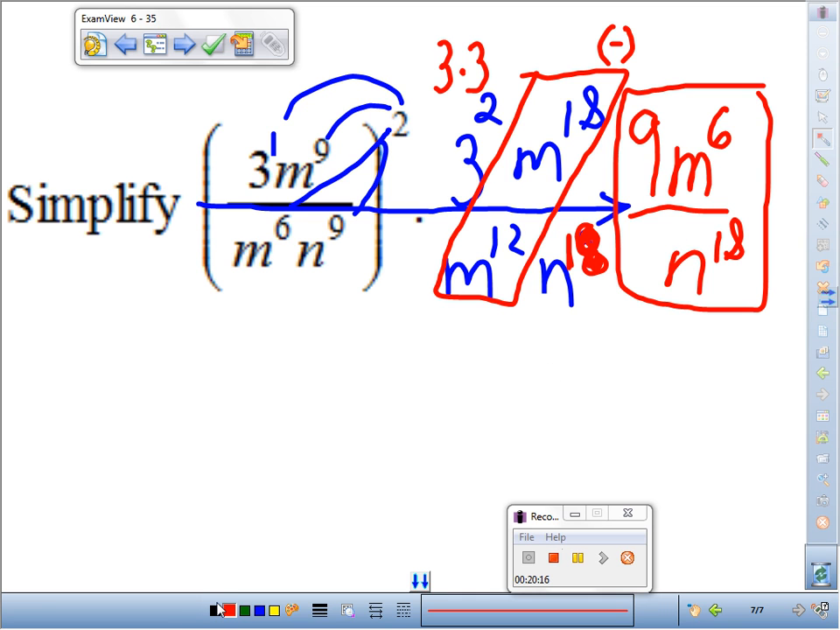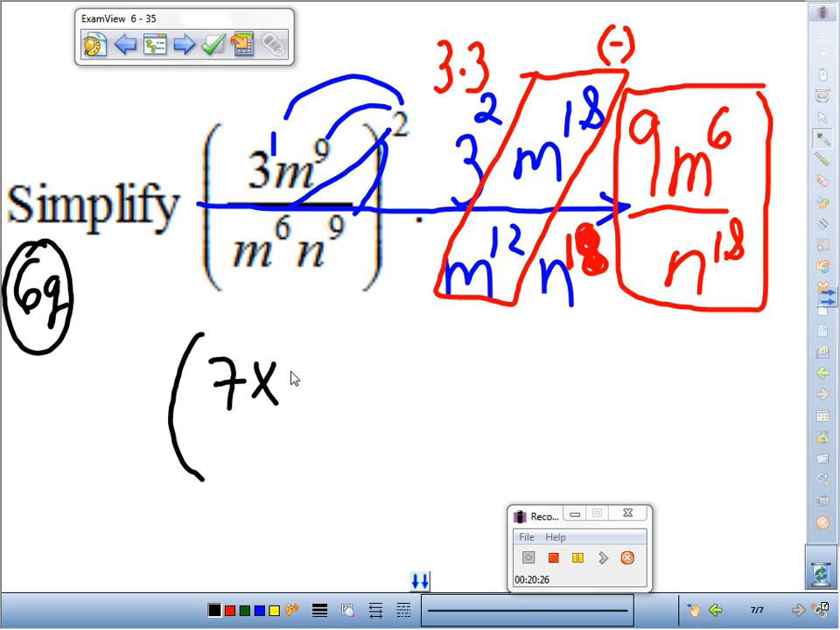Let's do another one of these. Example 6q. 6q on your scratch paper. Parentheses, 7x to the 7th over x to the 5th, y to the 12, squared. Go. Do that one by yourself. I'll give you guys 30 seconds. Go.